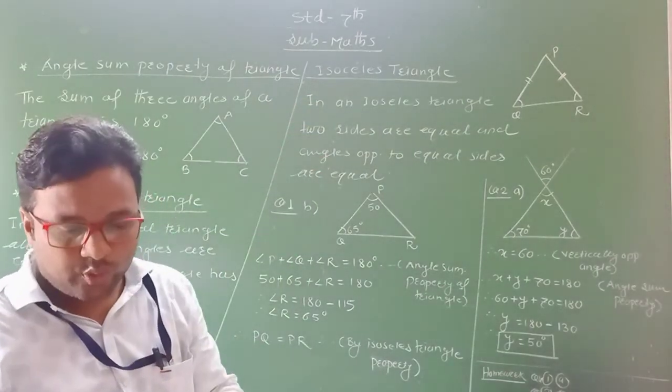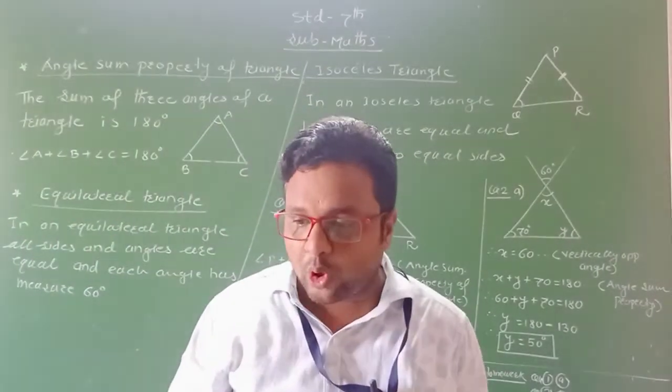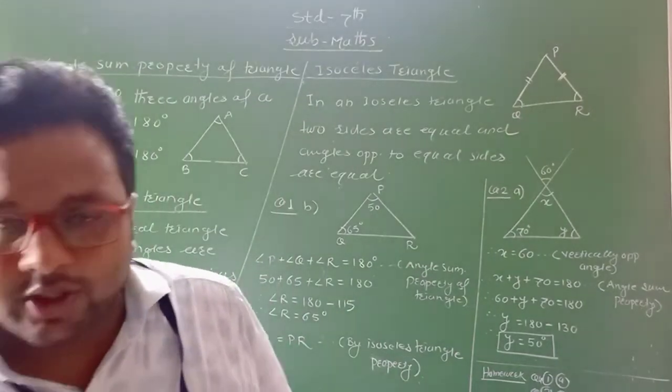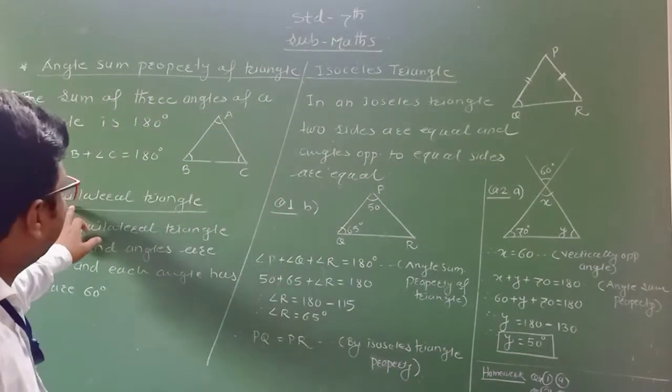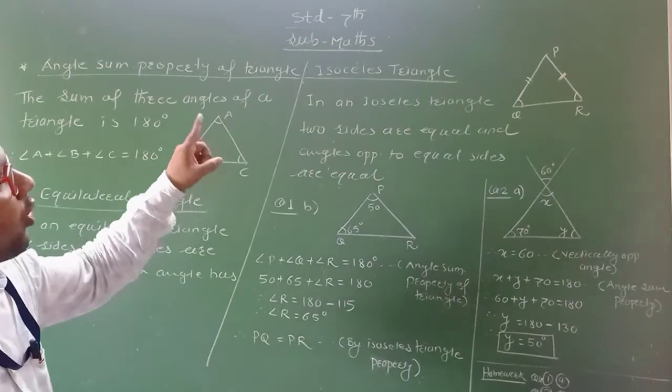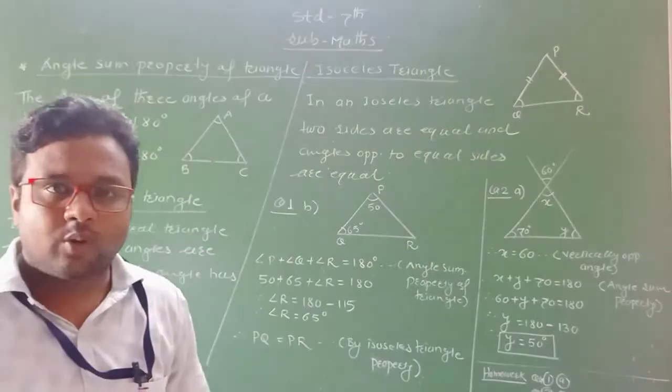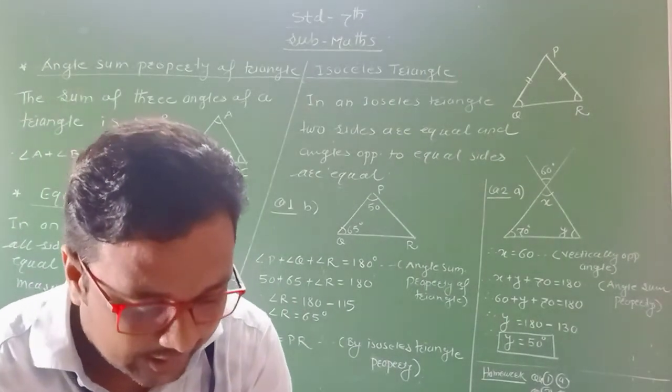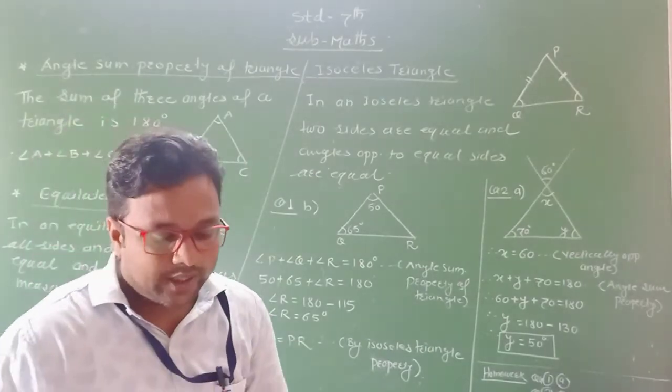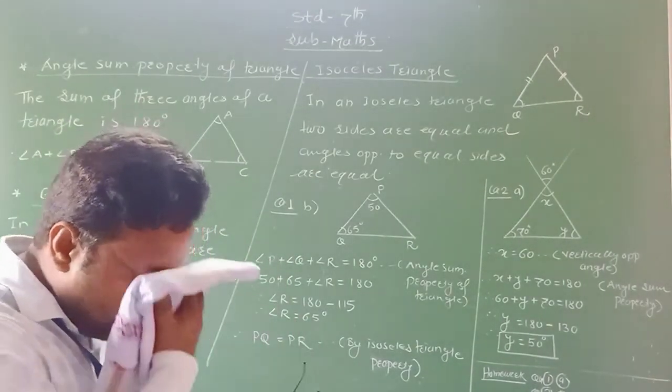Okay students, I hope you understand what is the angle sum property of the triangle, then the property for the equilateral triangle and the property for the isosceles triangle. Using these properties, here I take some questions from exercise 6.2.